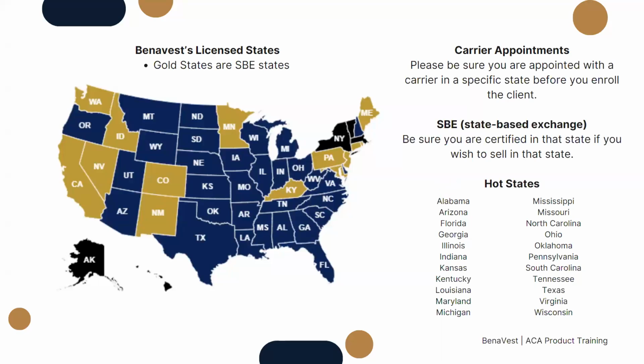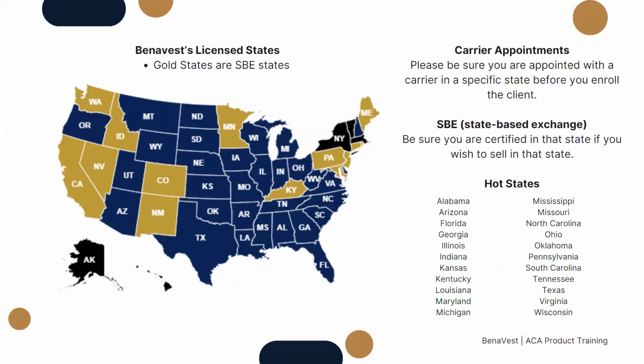And this is based on different data that we receive from the carriers, where they're going to be lowest priced, where they'll have both the bronze plan and the silver plan lowest price in many areas in those states. So we have the hot states listed here: Alabama, Arizona, Florida, Georgia, Illinois, Indiana, Kansas, Kentucky, Louisiana, Maryland, Michigan, Mississippi, Missouri, North Carolina, Ohio, Oklahoma, Pennsylvania, South Carolina, Tennessee, Texas, Virginia, and Wisconsin.